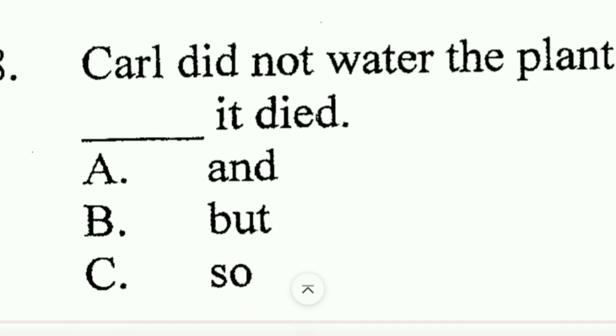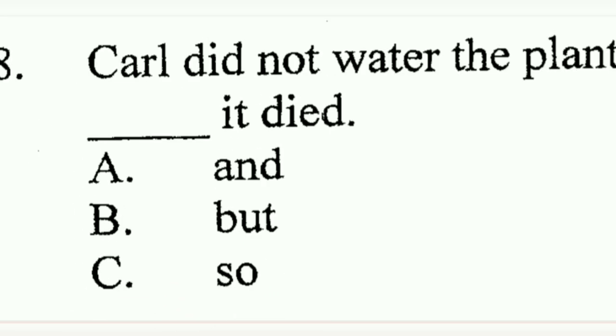Number 18. Carl did not water the plants. The plant, it died. A says Carl did not water the plant and it died. B says Carl did not water the plant but it died. C says Carl did not water the plant so it died. Which is the answer? Loud and strong, everybody. C. Correct. The answer is C. Carl did not water the plant so it died. So here it's like saying as a result of not doing that, it died.